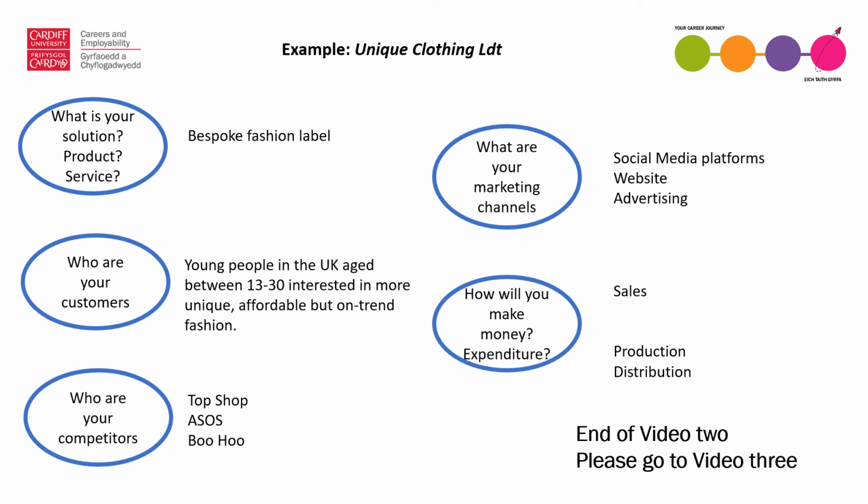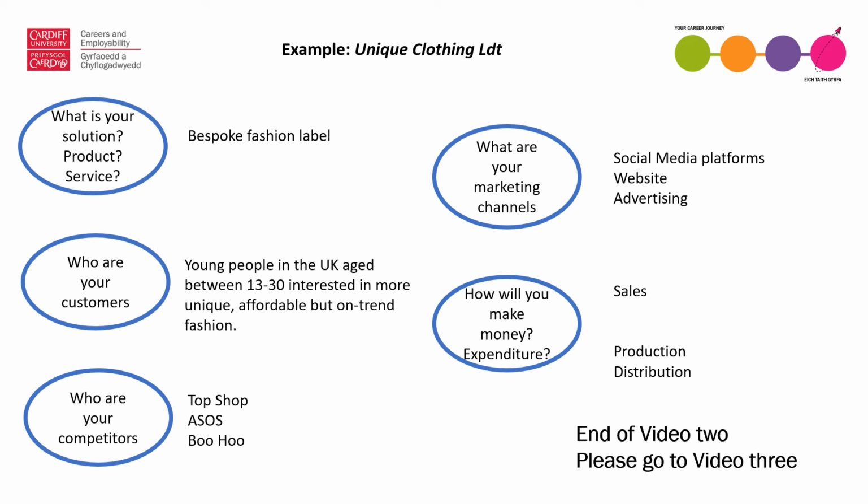Here is an example to help you fill out your template of a company called Unique Clothing Limited. When asked what is your solution, product or service, in this case, it's a bespoke fashion label. When asked who are your customers, we are talking about young people in the UK, aged between 13 and 30, interested in more unique and affordable but on-trend fashion.